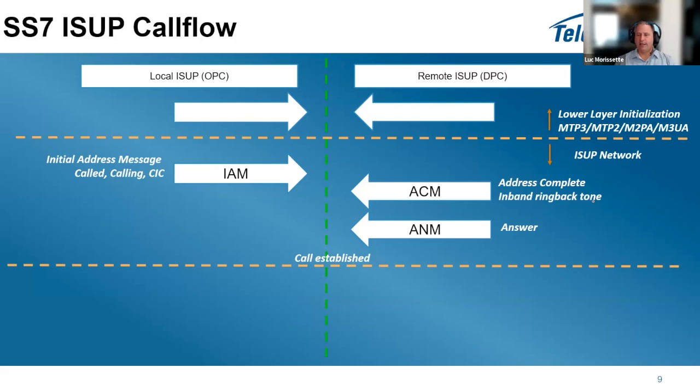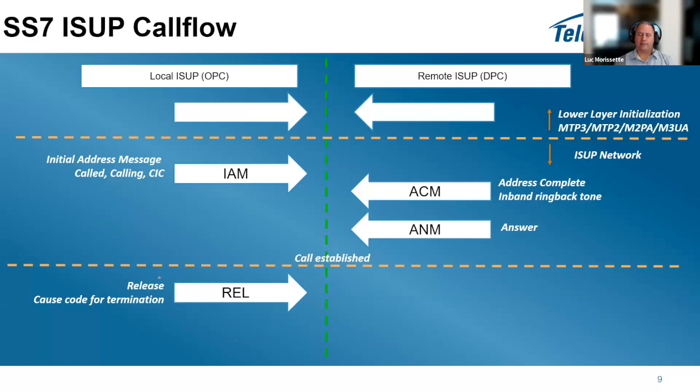And then once the remote endpoint picks up the call, you get the answer message, ANM, and the call is established. So you see that the protocol is very simple. You get only 3 messages to get the call running. If you don't accept the call, then you can send a release here, and it will just drop the call. Okay? It's a very simple protocol.